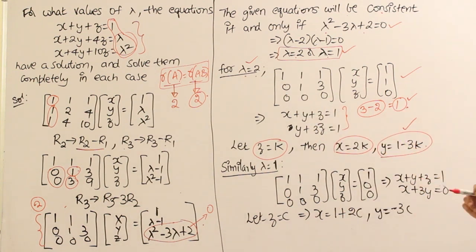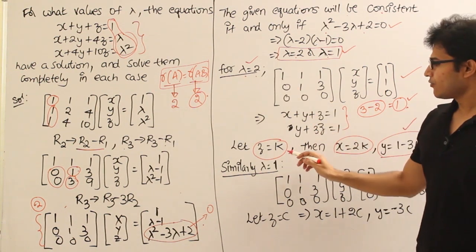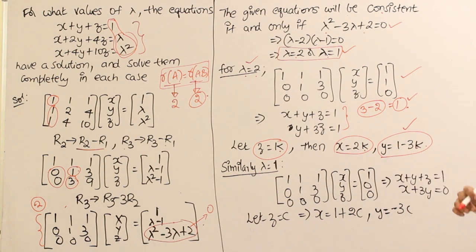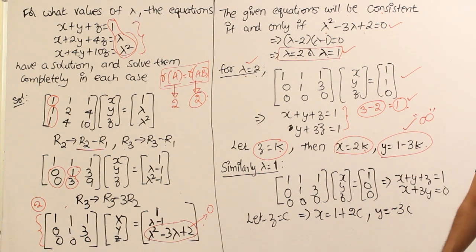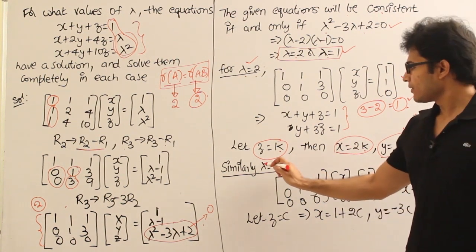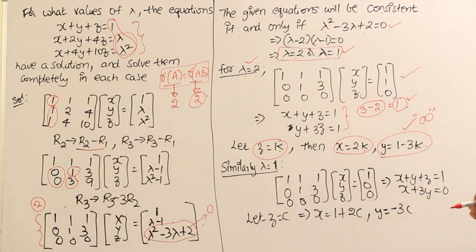Then how many total number of solutions are possible in this case? For every value of k, you will get one solution. Therefore, we will have infinite number of solutions for this system. Got it? Okay. Now let's see what happens when lambda equal to 1.